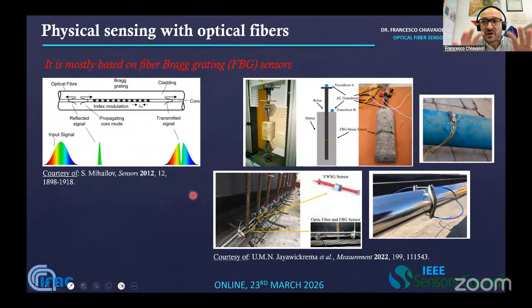Usually, all those types of applications use fiber Bragg gratings or fiber gratings to monitor physical parameters like temperature, deformation, bending, and so on and so forth. This is a clear example where this kind of device is applied to a pipeline or tubing to monitor the health of this structure.